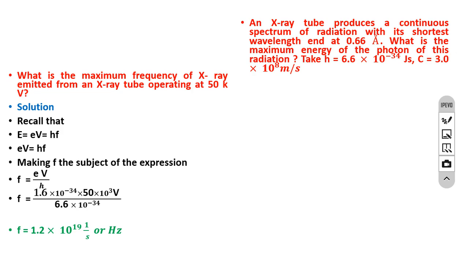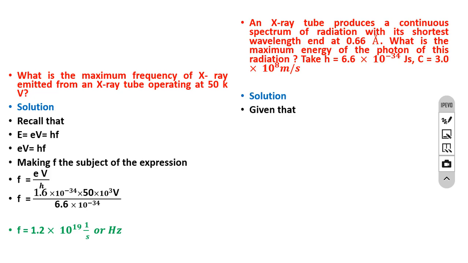Let's look at this. An X-ray tube produces a continuous spectrum of radiation with its shortest wavelength end at 0.66 angstrom. What is the maximum energy of the photon of this radiation? This very question says take Planck constant is given. If you are in a situation whereby the Planck constant is not given, you should always recall it with the unit as well. But in this case, it is given.